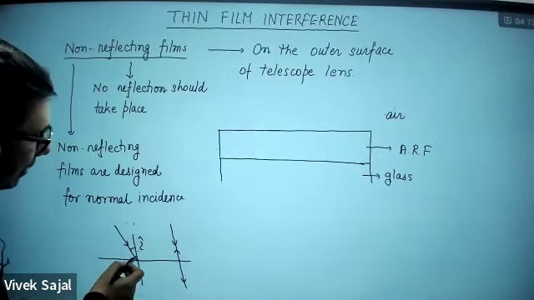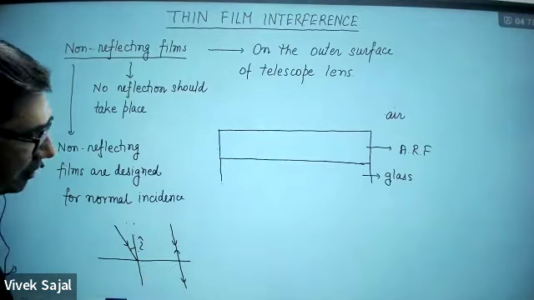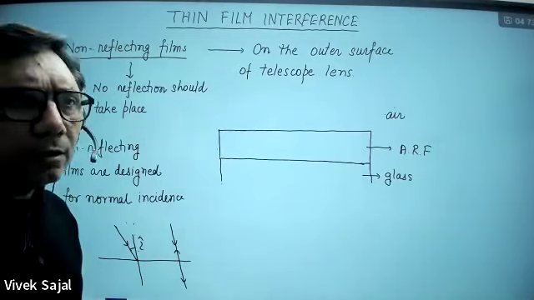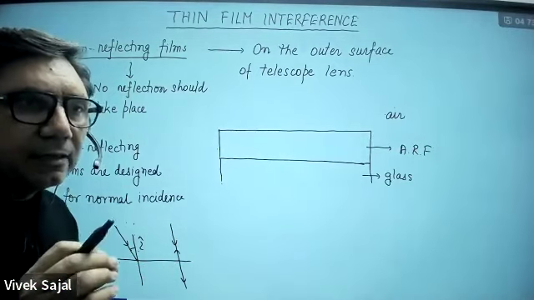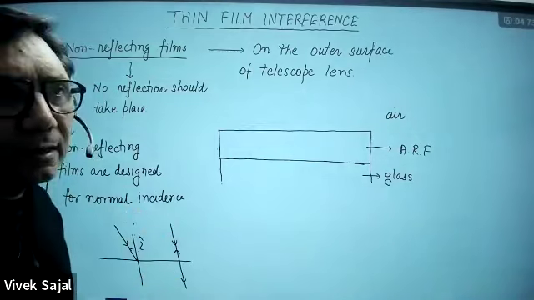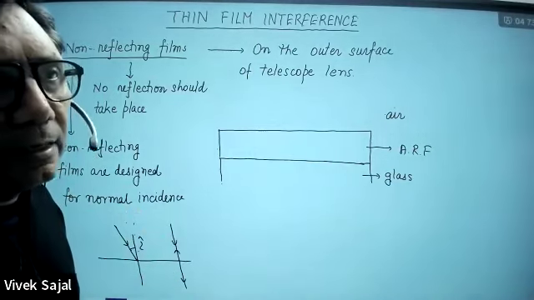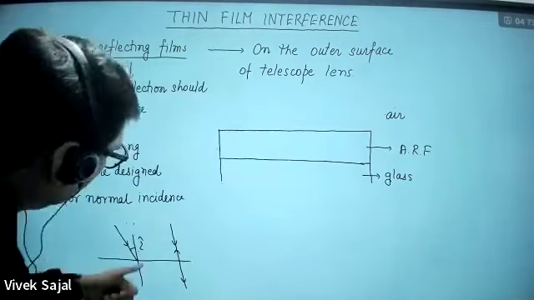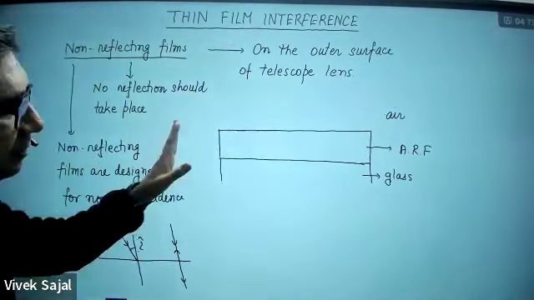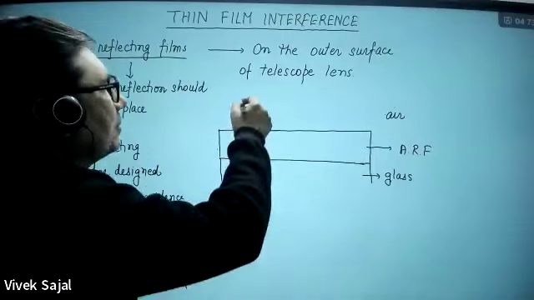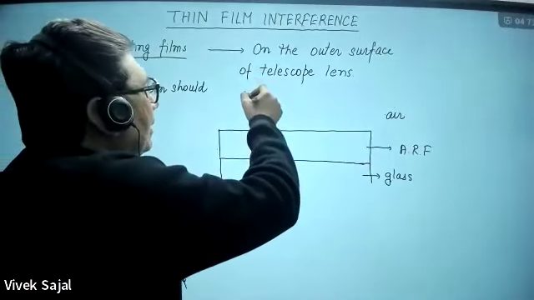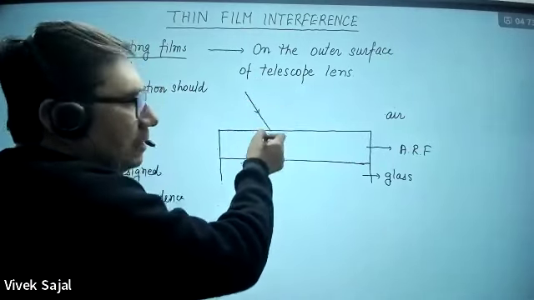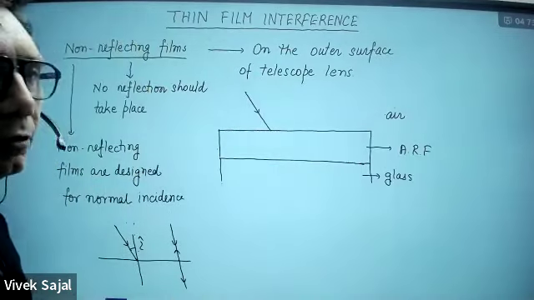So we want that only the transmitted part should be there, and the reflected part should be 0, or it should be minimized. You can say either it is 0 or it should be minimized. That is the type of film we want. This will be designed for normal incidence, but to explain it to you, I'm considering it at some angle. Later on, you can change this angle of incidence to 0.